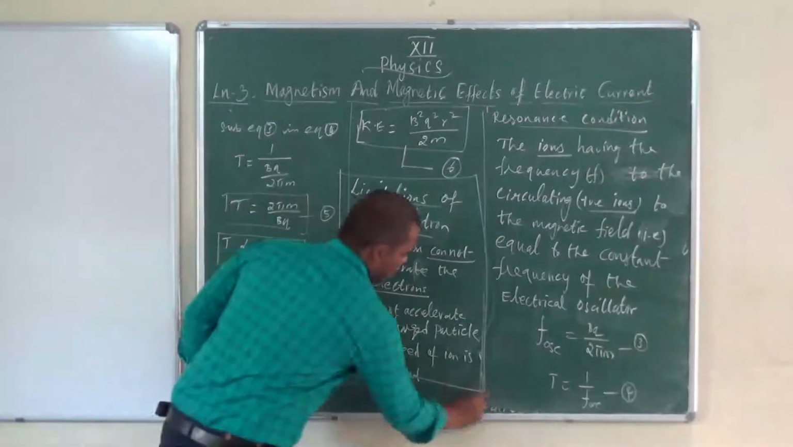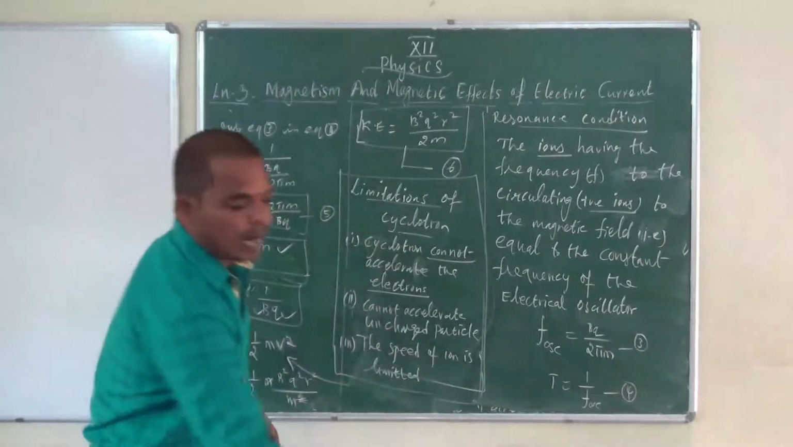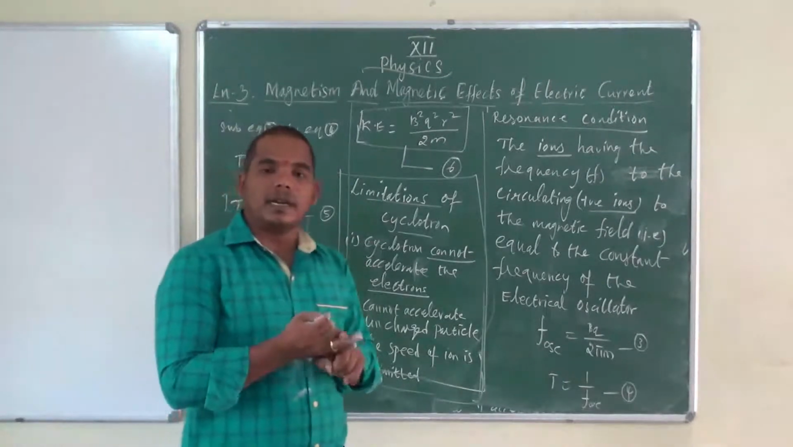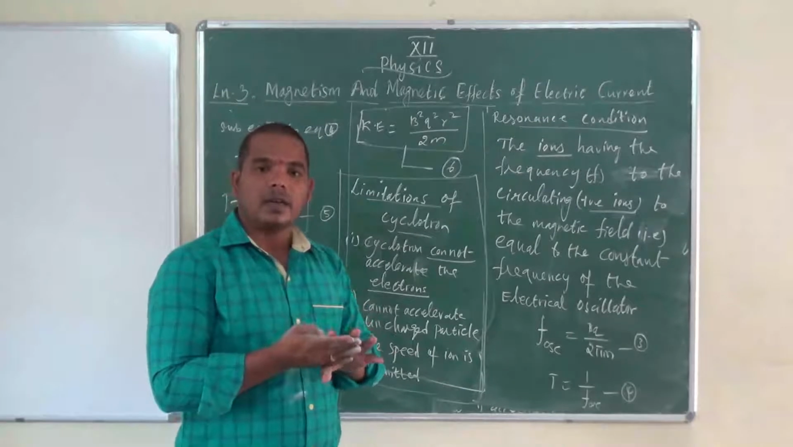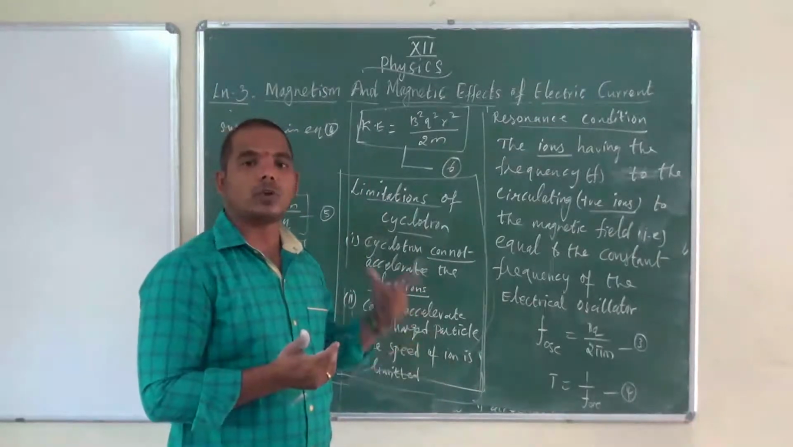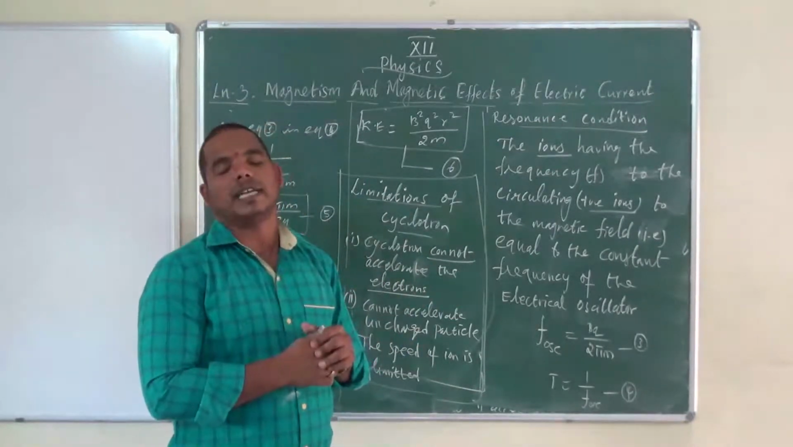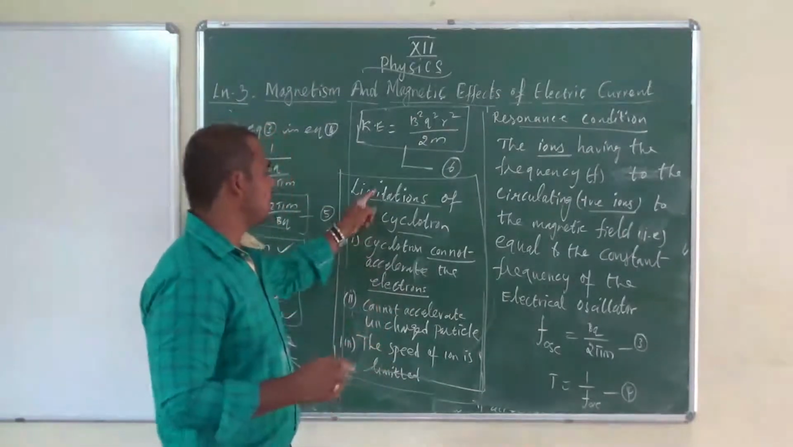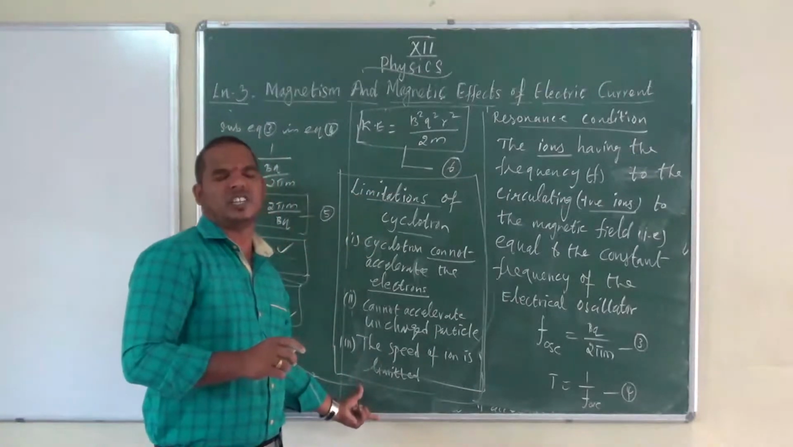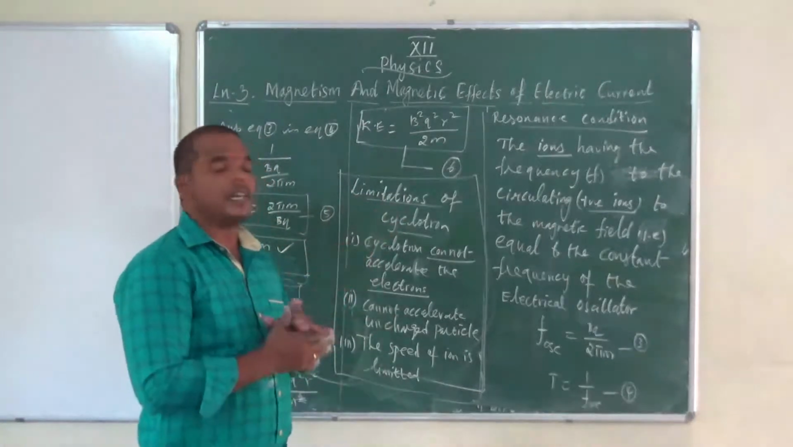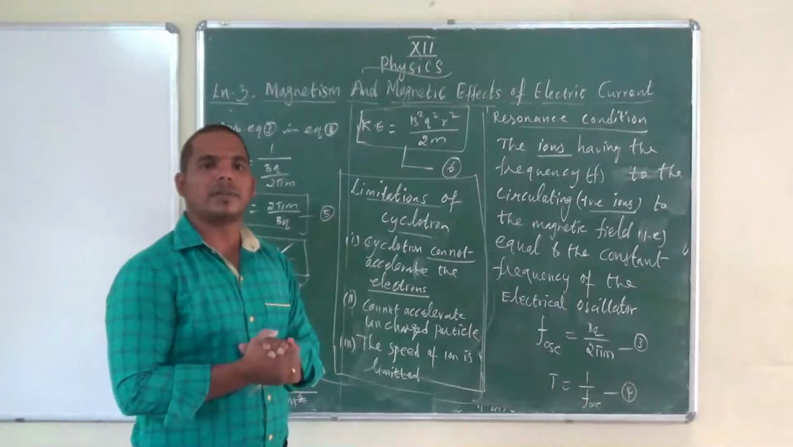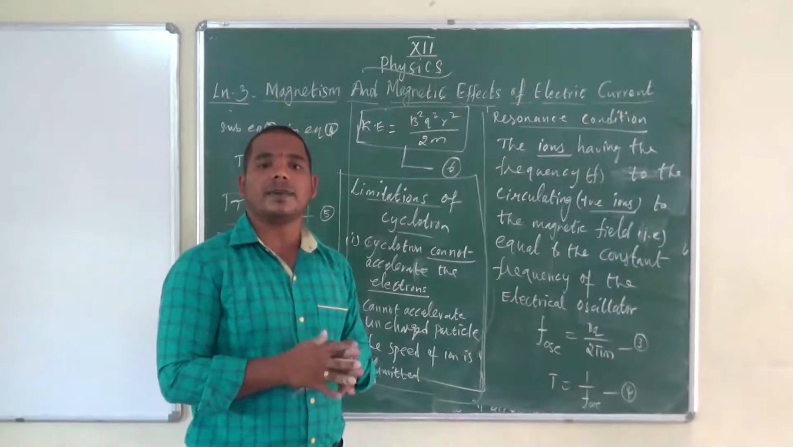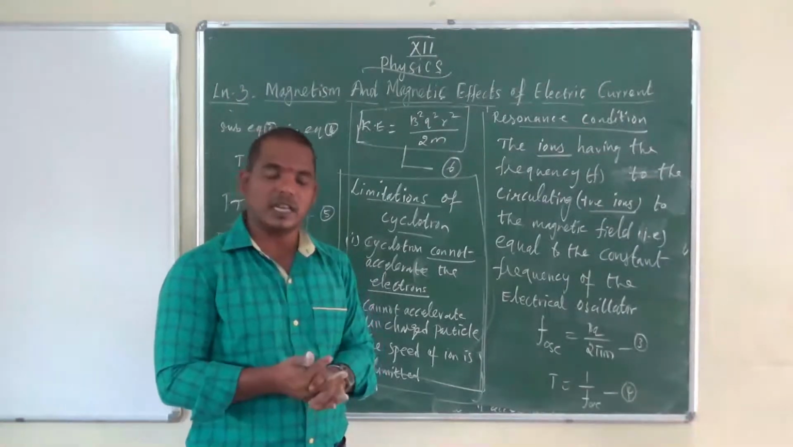Sometimes they will ask a 5-mark question. Then we start with introduction, principle, construction, working, then limitations; you have to write all of these to get the 5 marks. Suppose it is a 3-mark question: write only the limitations of the cyclotron. State the principle of cyclotron. What is the principle? When a charged particle moves normal to the magnetic field, it experiences a magnetic Lorentz force. That is the principle of the cyclotron.